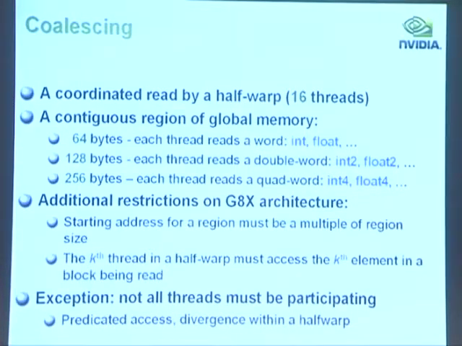Now, there are restrictions on the G8X architecture on the addresses across all the threads that are doing a coherent read or store. Those restrictions are that, one, the starting address for the region, that 64 bytes, 128 bytes, or 256 bytes, must be a multiple of the region size. In other words, it has to be aligned. So if you're reading one float per thread, then you basically have to make sure that the address of the first float that you're reading for that warp is aligned to 64 bytes. So it's a multiple of 64 bytes.